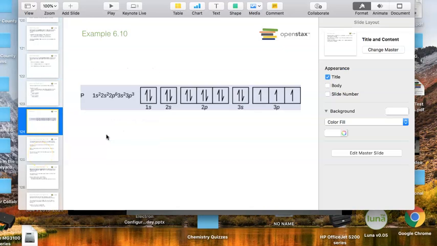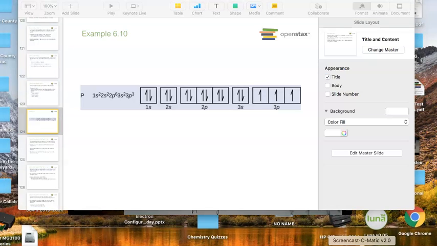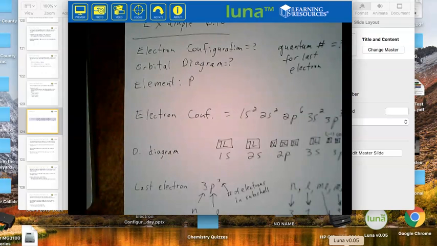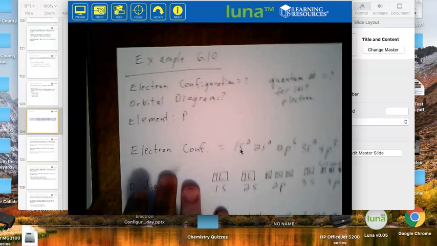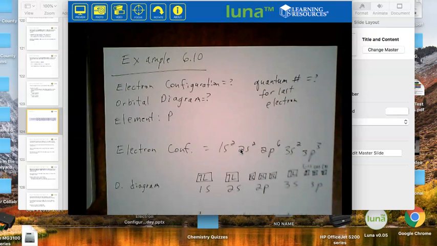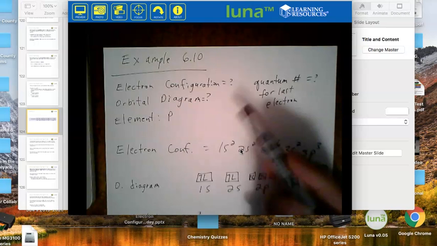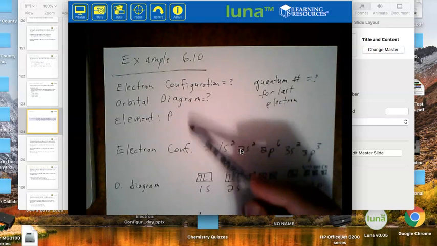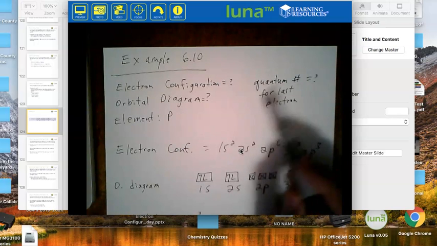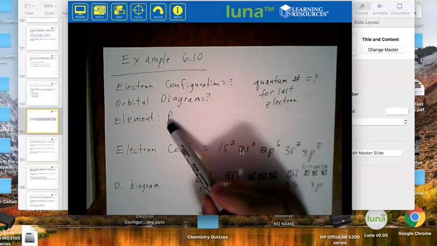Here we're going to switch over to an example where we're trying to determine the electron configuration, the orbital diagram, and the quantum numbers for phosphorus. This is example 6.10 from your textbook. They want to know the electron configuration, orbital diagram, and the quantum numbers for the last electron for the element phosphorus.